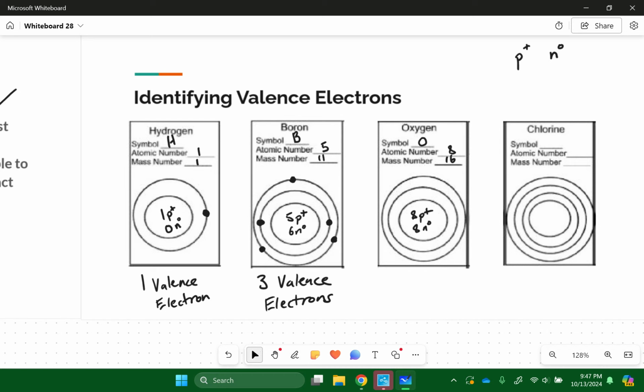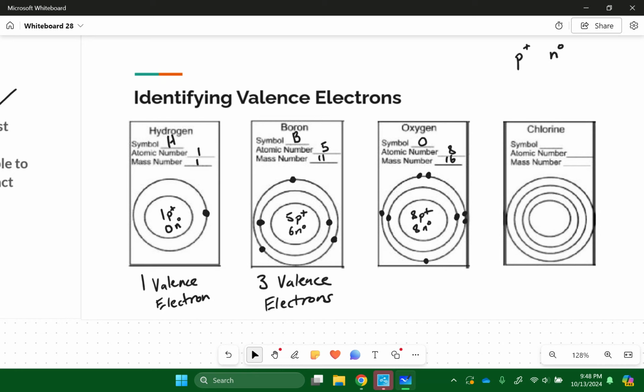So my first energy level can hold 2, and I've got 8. So I've used up 2 electrons. My first energy level is full. I've got 6 left. My second energy level can hold 8. So I'm just going to start adding them. 1, 2, 3, 4, 5, 6. So I've put 6 electrons in there. So now I have 8 electrons total.